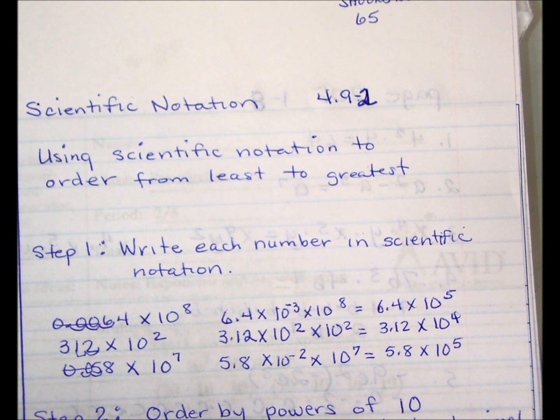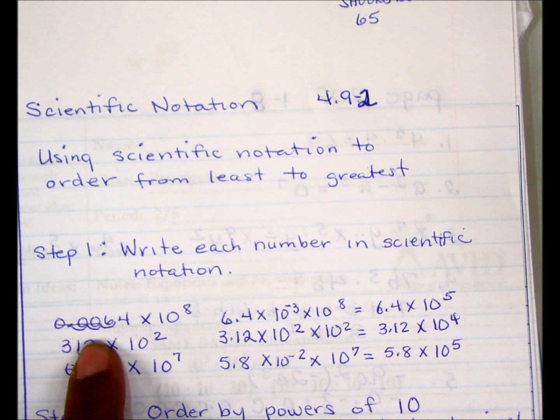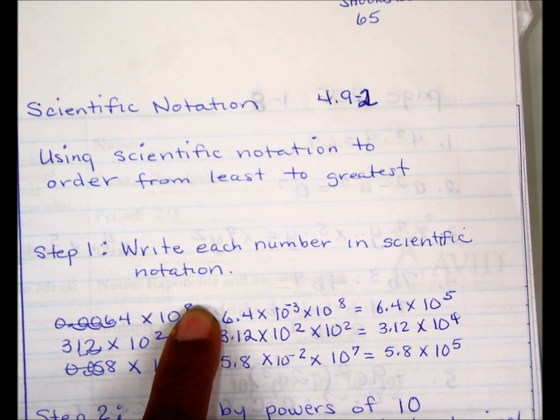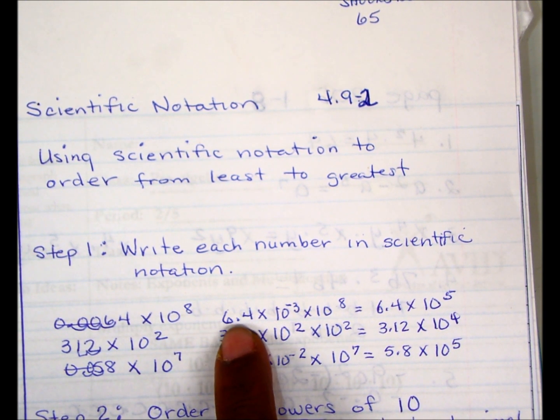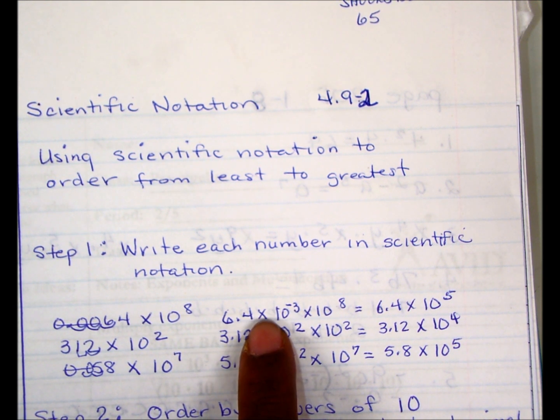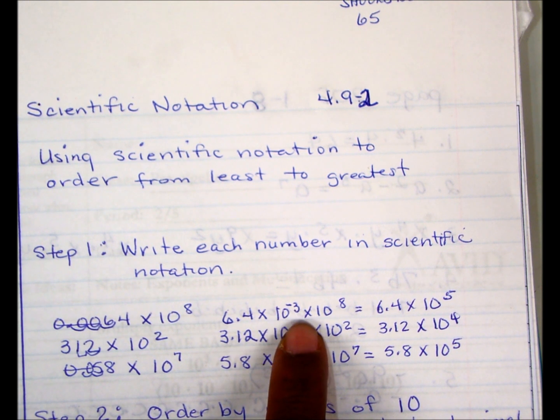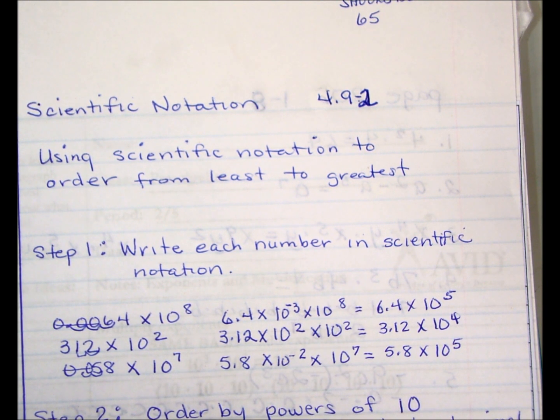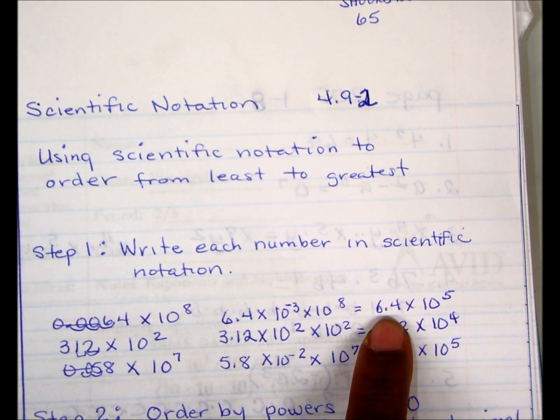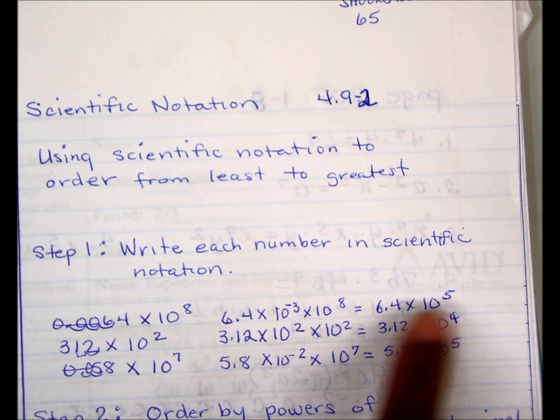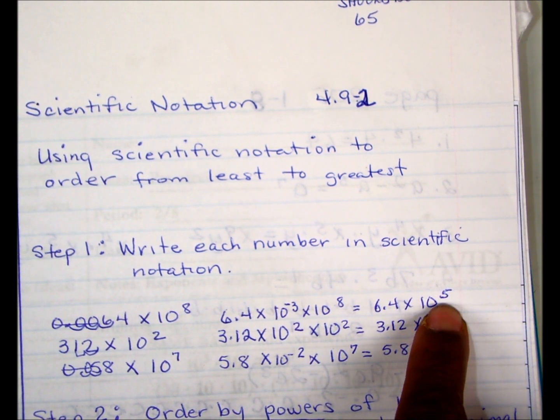So step 1, you need to write each number in scientific notation. Notice this number was 64 10,000ths times 10 to the 8th power. So we had to move the decimal until it was behind the 6. We moved it 3 spaces in the negative direction. So it was 6.4 times 10 to the negative 3 times 10 to the 8th power. So that would be 6.4 times 10 to the 5th power, because 8 and negative 3 is 5, right?